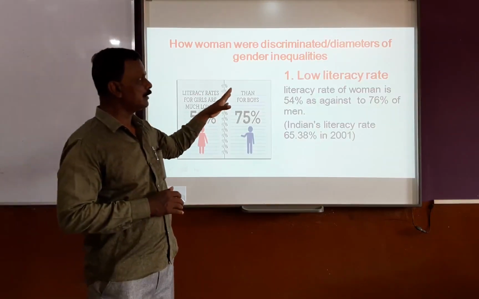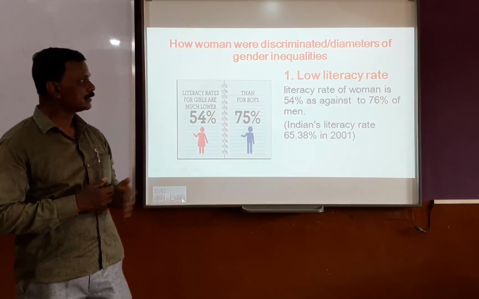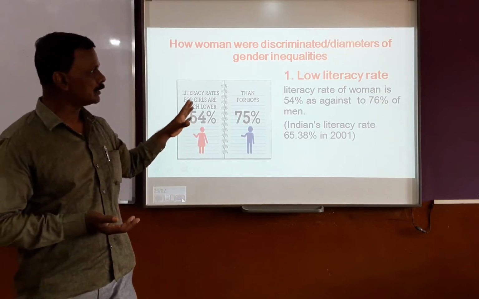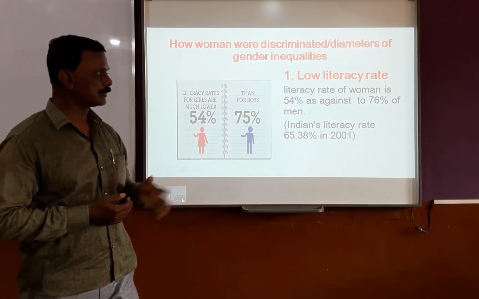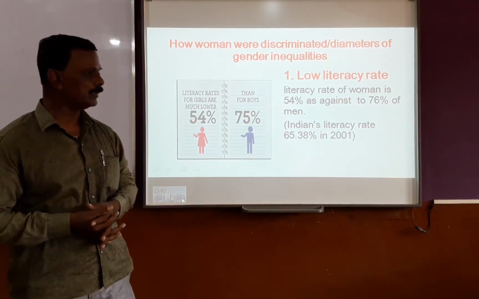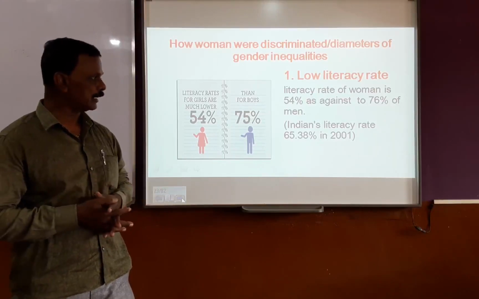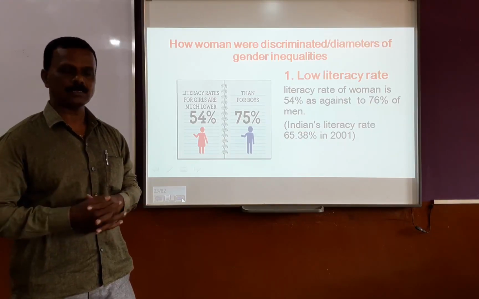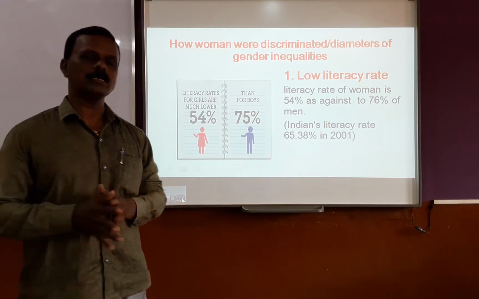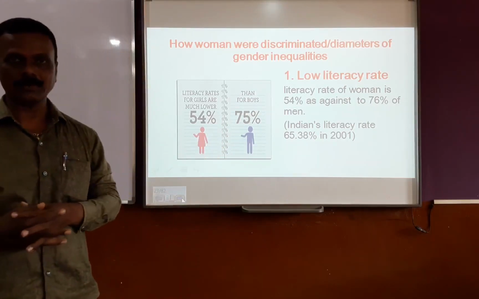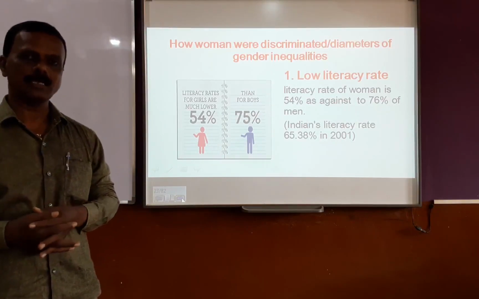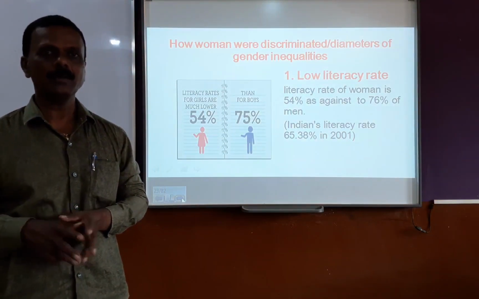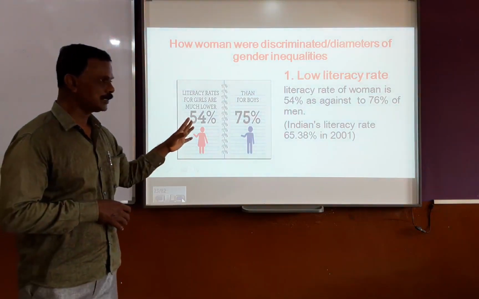The first one is low literacy rate. We can see the literacy rate of women is very low compared to men. In our country, women's literacy rate is only 54% against 76% for men. India's total literacy rate as per the census of 2001 is 65.38%, and women's literacy rate is 54.54%, which is very low compared to men's 76%.